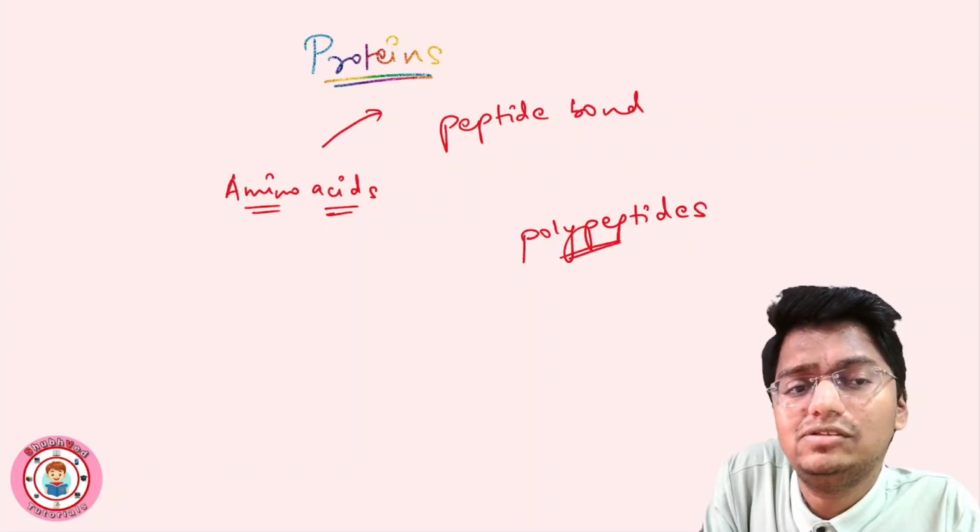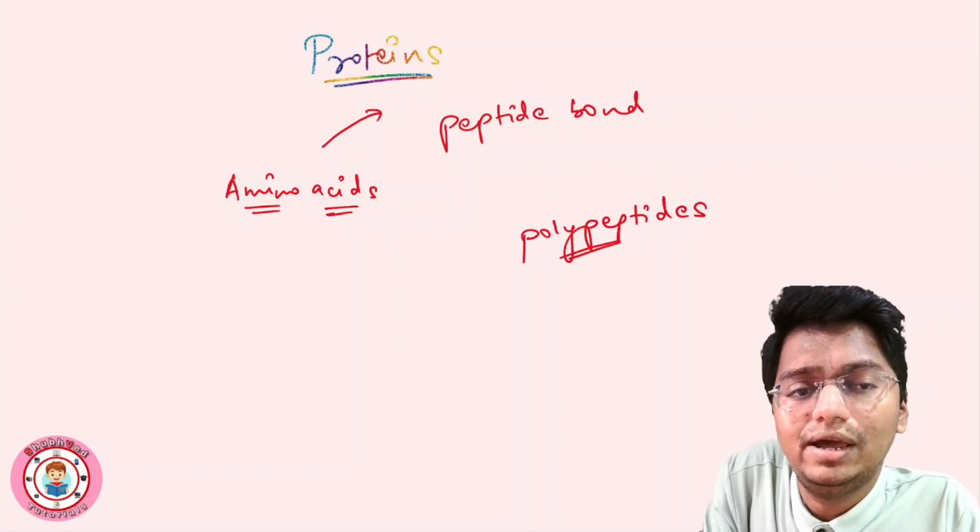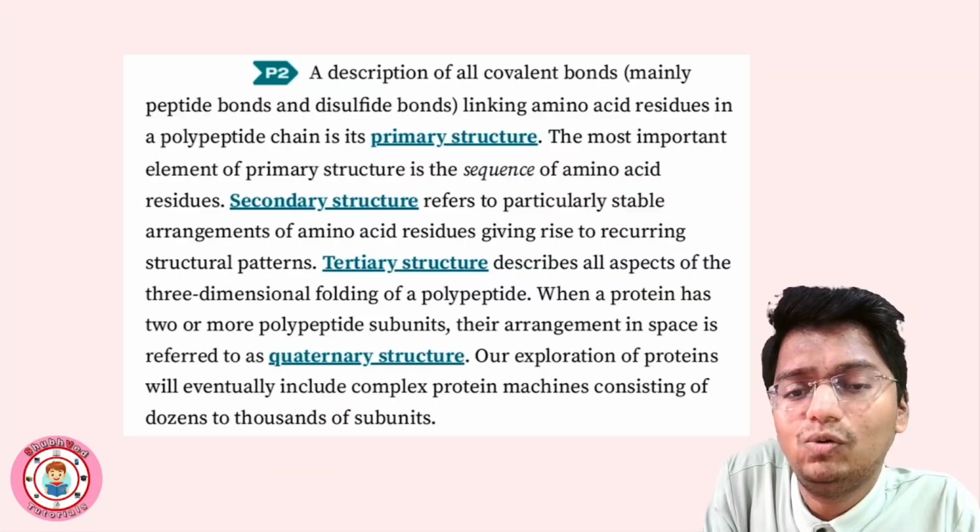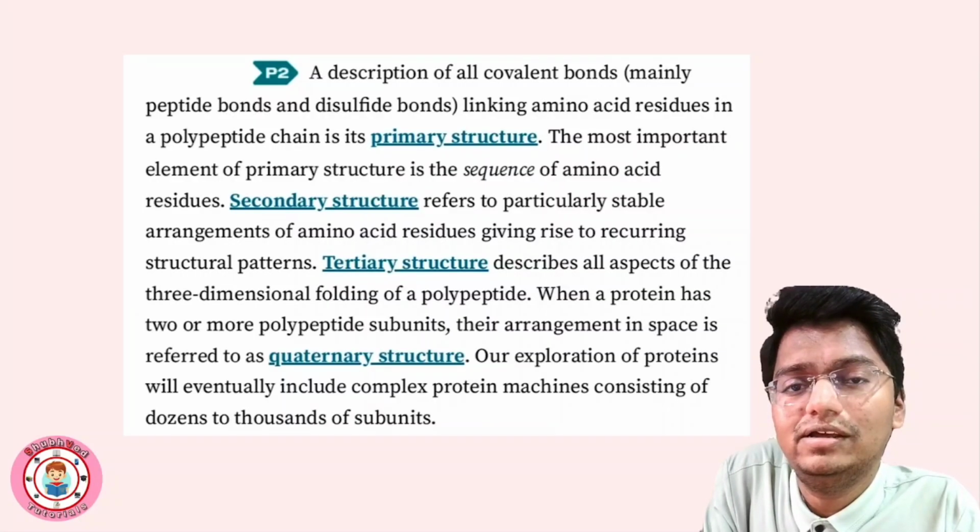So now in this video, especially, we will see the structures of proteins, right? Protein structure. So there are 4 types of structure: primary, secondary, tertiary and quaternary structure, right?